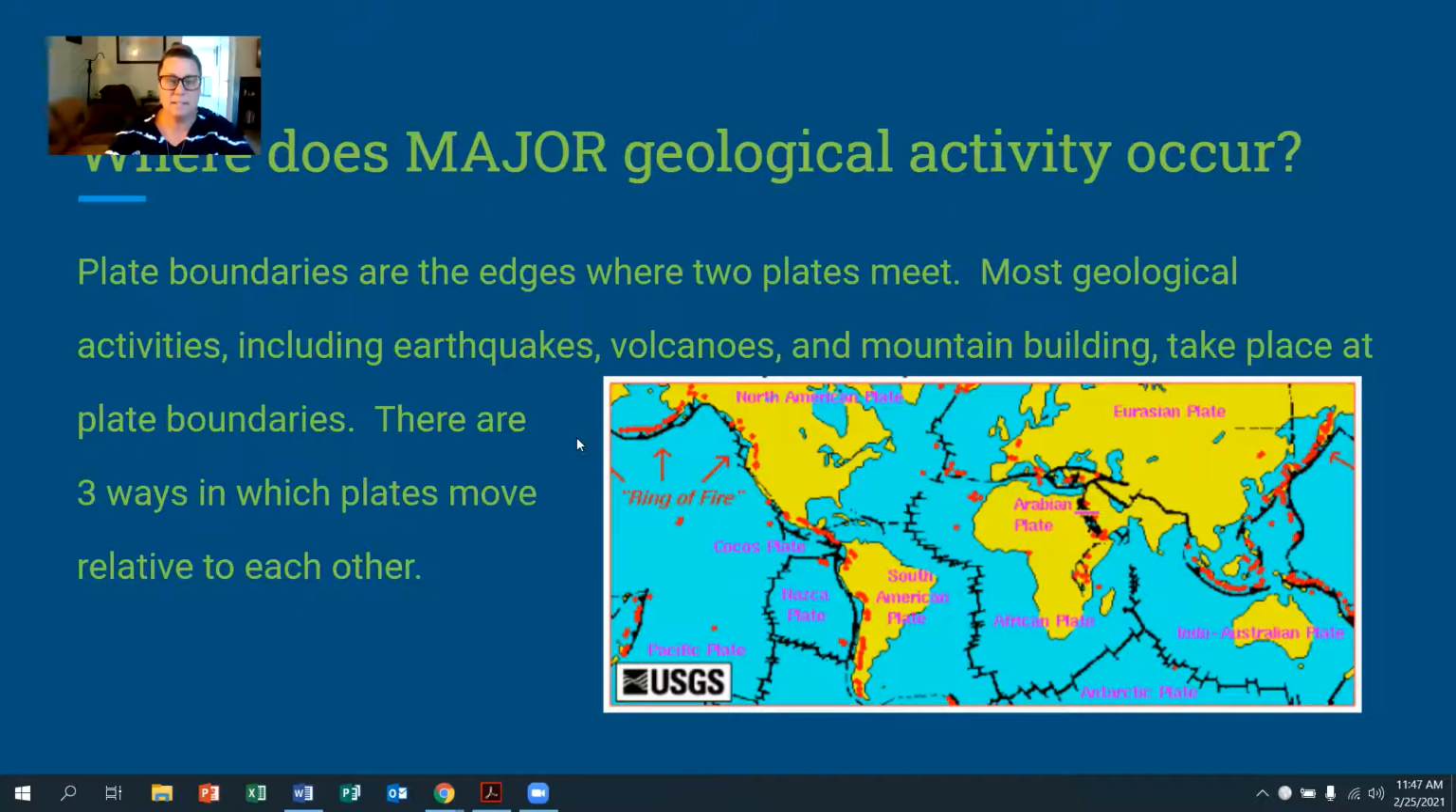plates. Now, some continents fit on one plate, some have two plates, but you can notice at all of these plate boundaries, or at most of the plate boundaries, you'll see all this red. The red is indicative of geological activity taking place, whether it is volcanic activity or earthquake activity.